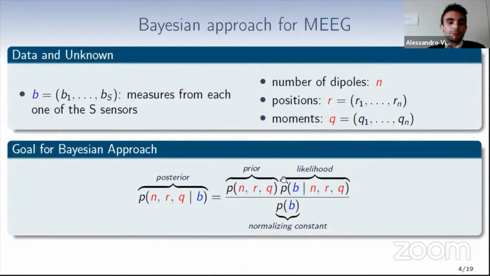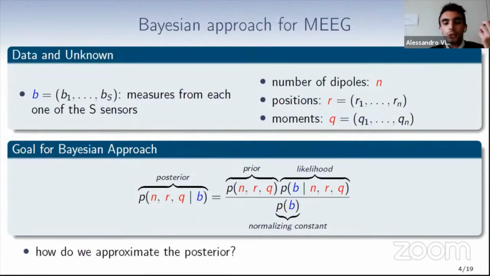The prior embodies what we know about the unknowns before the measurement. So this is everything we know about the number of dipoles, their position, and the dipole moments. And then we have the likelihood. The likelihood is the probability of measuring the magnetic or the electric field having fixed some configuration inside the brain. And then we have a normalizing constant that in this particular problem is not interesting.